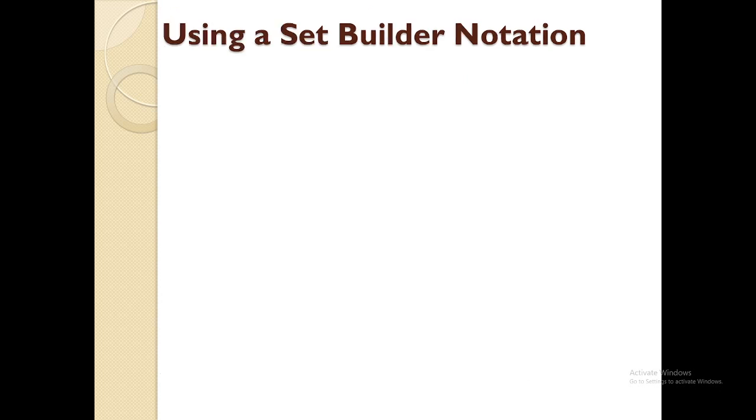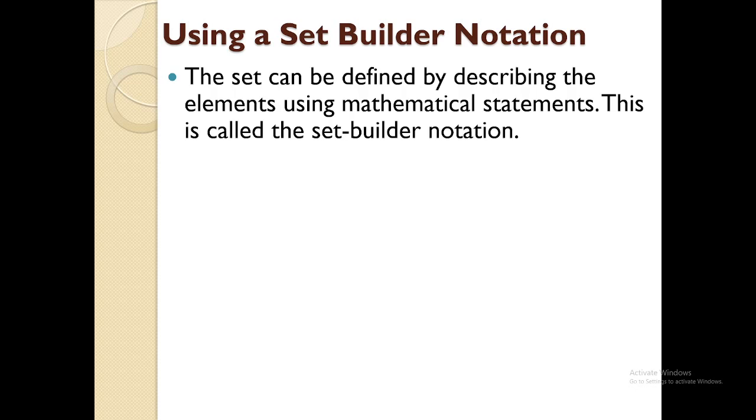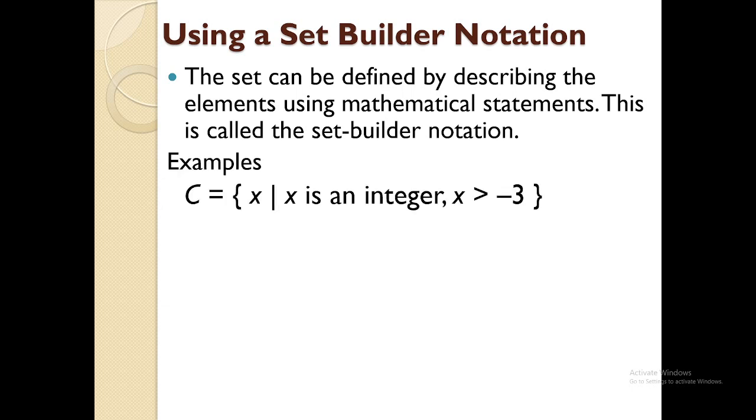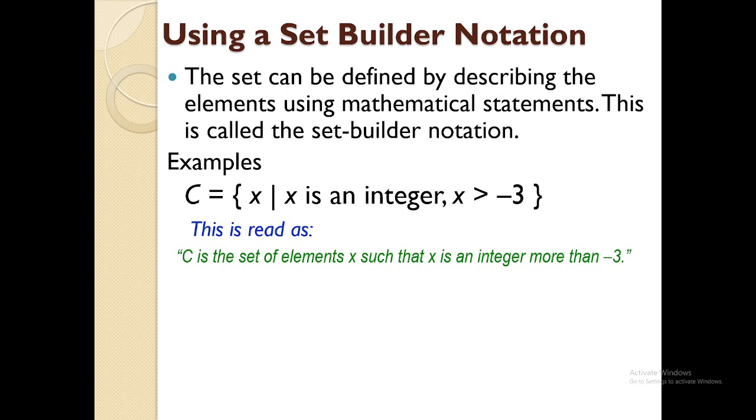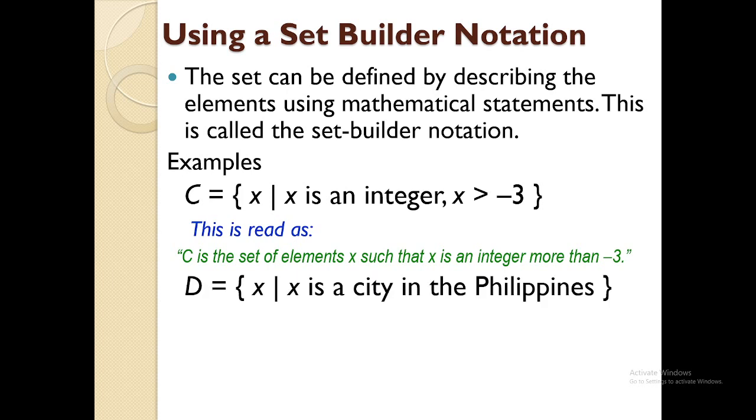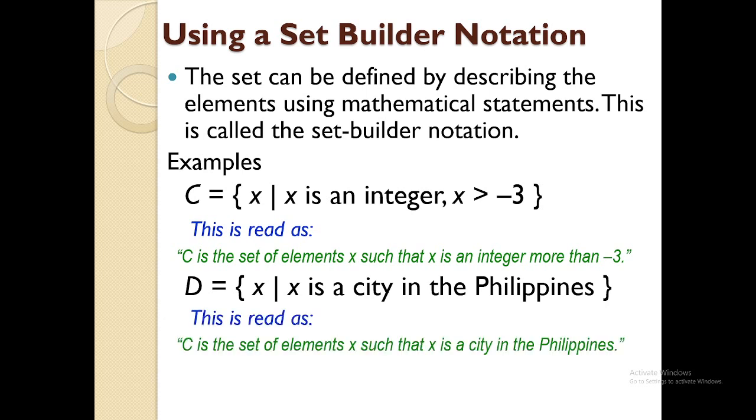Let's continue. Using a set builder notation, the set can be defined by describing the elements using mathematical statements. And this is called a set builder notation. So I have here a lot of examples. C is the set of elements X such that X is an integer more than -3. We have here another way of doing set builder notation, which is read as C is a set of elements X such that X is a city in the Philippines.